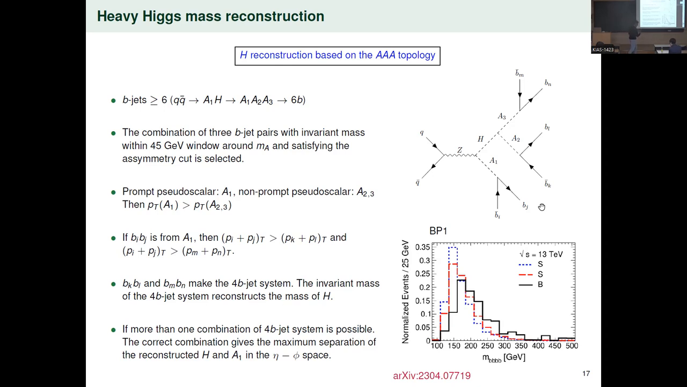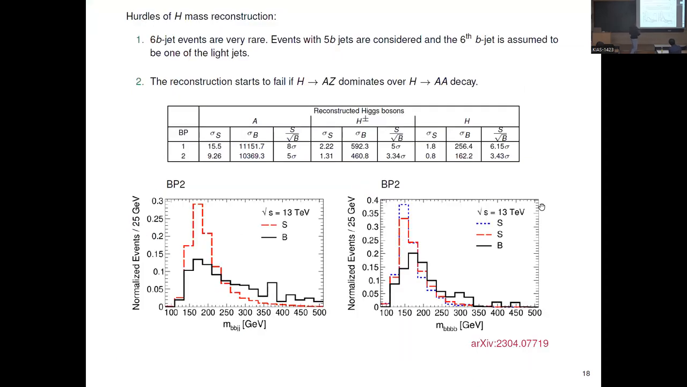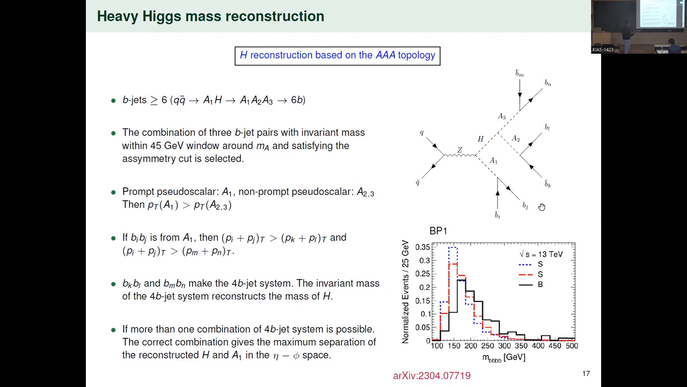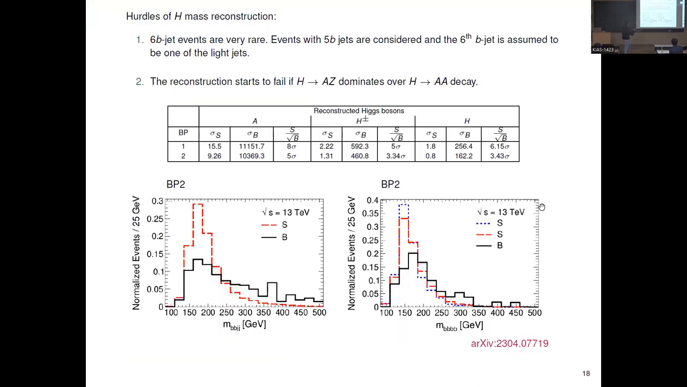Another problem which can arise for the heavy Higgs reconstruction is when the heavy Higgs to pseudoscalar decay gets suppressed. In that case, the AAA topology cross section will go down. And since the heavy Higgs reconstruction is based on the AAA topology, if the cross section itself is low, then the significance of the reconstruction will be very, very low. So these are the two major hurdles for heavy Higgs reconstruction.